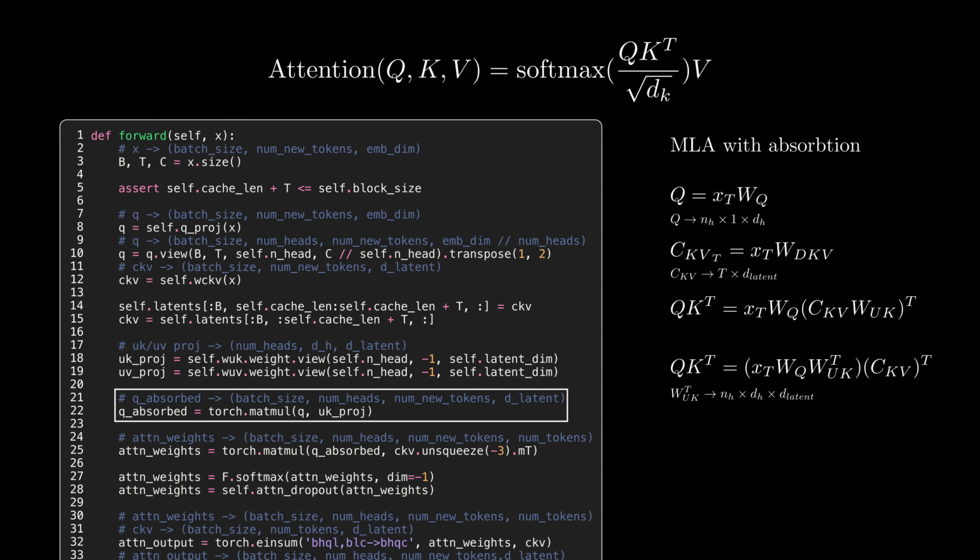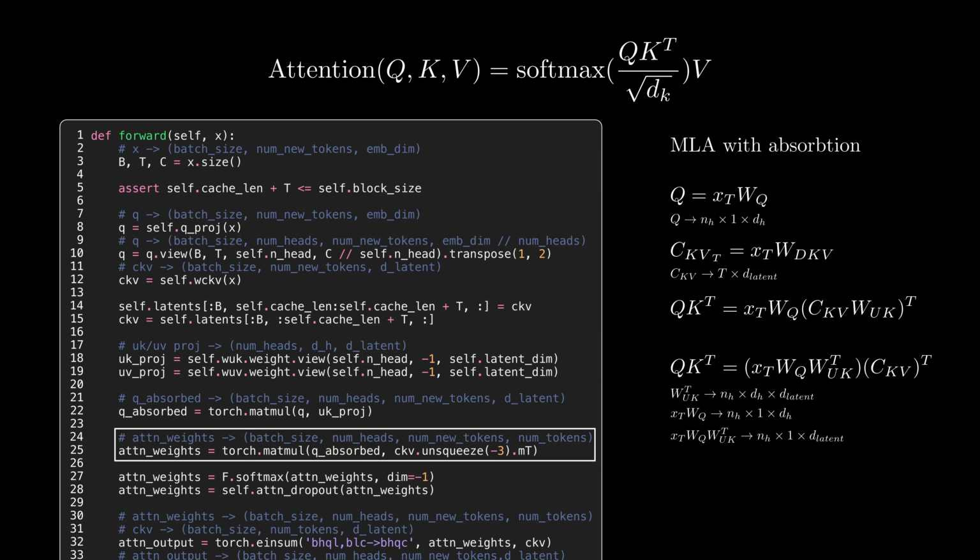In the code, queries already contain the XWQ part, so we take that and multiply it directly with the reshaped key up projection weights. This effectively projects queries directly onto the latent space. So instead of computing full keys, we have now obtained latent space queries of shape number of heads cross 1 cross D latent. These latent queries are then multiplied with CKV transpose, and this produces attention scores for every head. So attention is now being computed directly against the cached latent vectors without ever reconstructing keys.